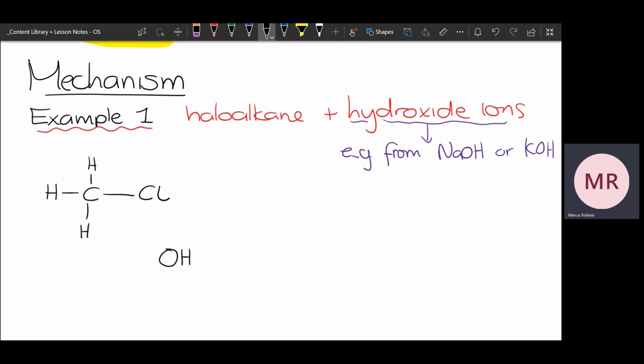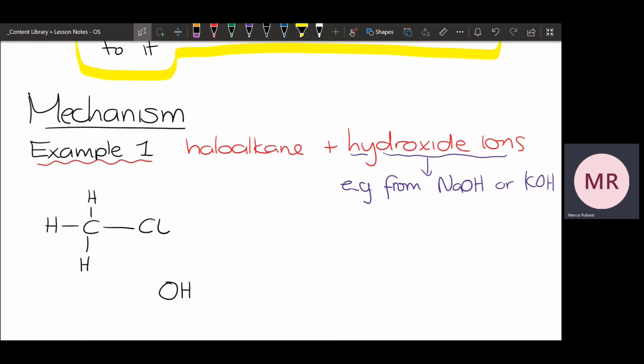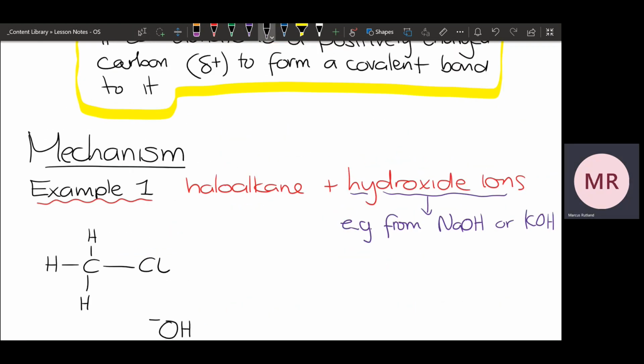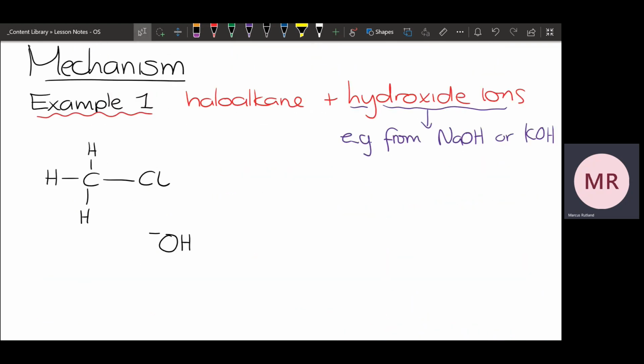So does the hydroxide ion fit the definition of a nucleophile? Species with a negative charge. Hydroxide ions, negative charge, yep, 1 minus. With a lone pair of electrons, does it have a lone pair of electrons? If you do the dot cross diagram, it's got many lone pairs of electrons, so we'll draw in one of them. So always put the partial charge, the ionic charge and the lone pair of electrons on the hydroxide ion.